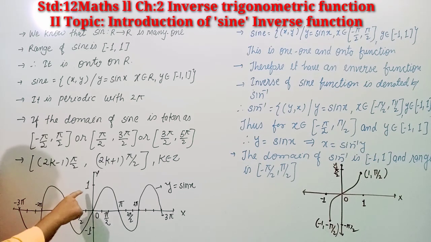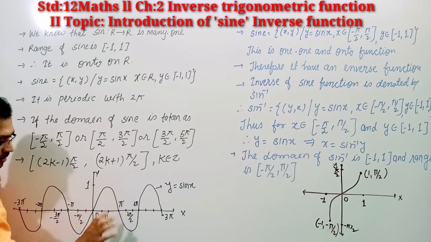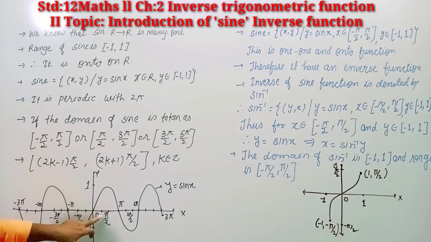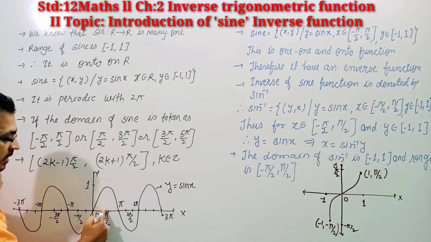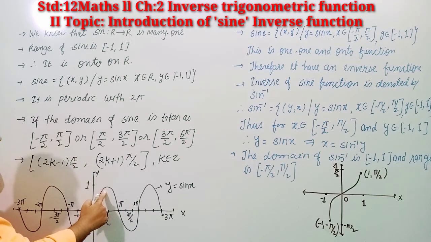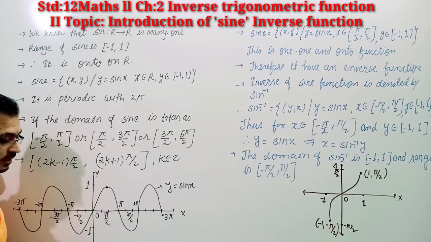Okay students, so its range is minus 1 to 1. So if you take the point pi by 2, you get what? -1. So the point will be over here, right students?